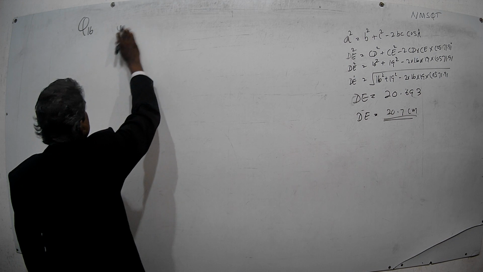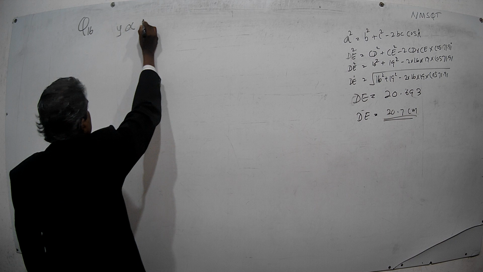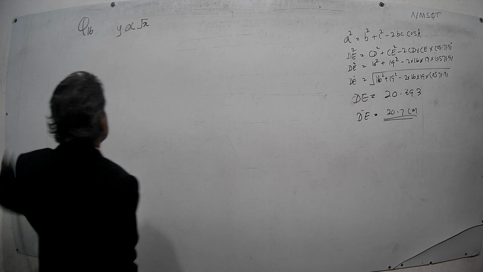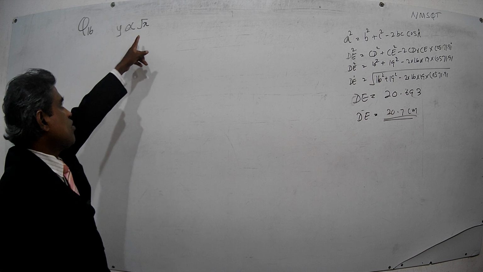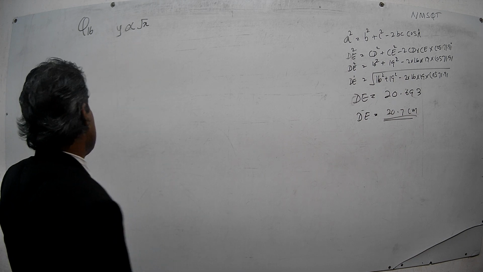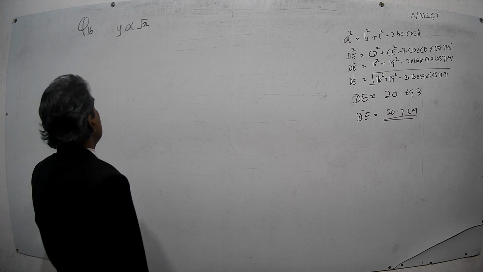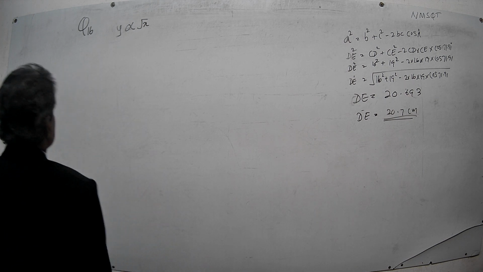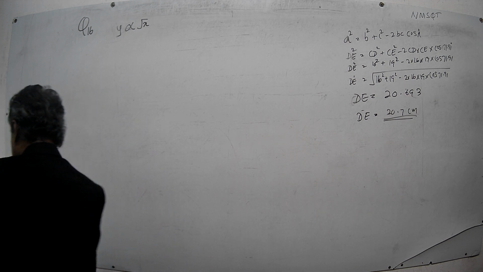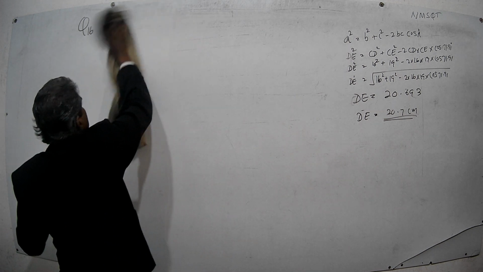First of all, if they say y is directly proportional to the square root of x, you write it like this: y is proportional directly to the square root of x. But in the question it is not y directly proportional to the square root of x, but y is inversely proportional to the square root of x. Then it is written in this way, not like this.